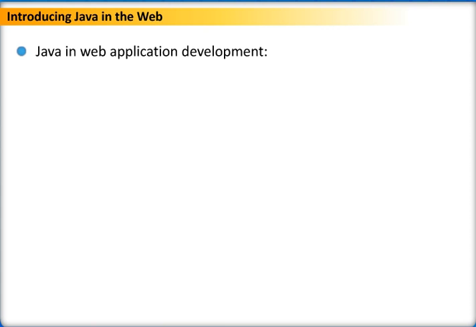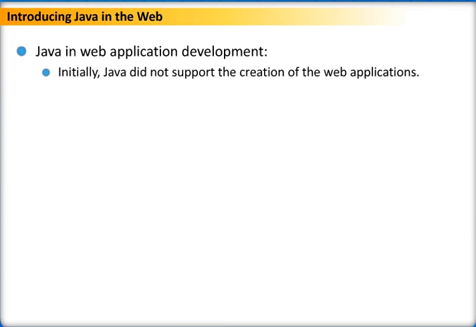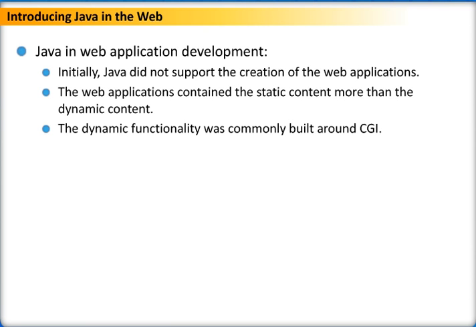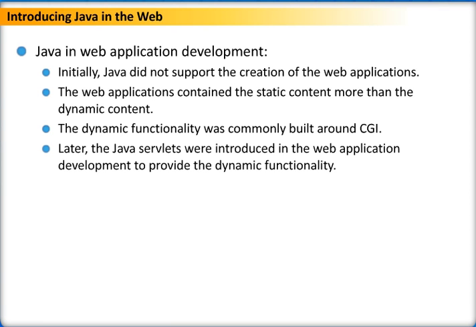The web application development technologies have evolved gradually. When Java was first released, it did not support the creation of web applications. At that time, more static applications were developed using HTML rather than dynamic applications. In addition, if dynamic functionality was required to be added, it was commonly built on CGI. Later, when Java gained the ability to service HTTP requests, Java servlets were introduced in web application development to provide the dynamic functionality.